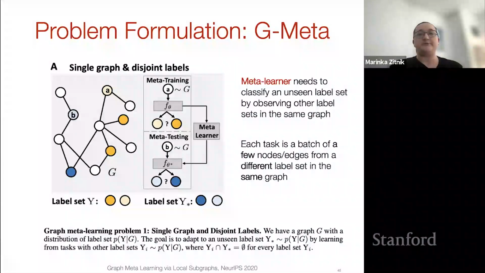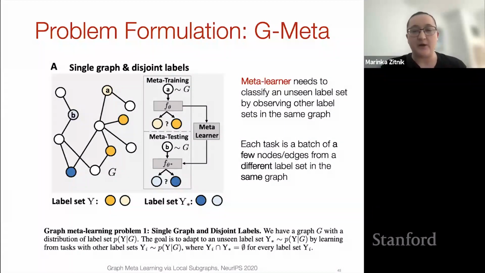So the problem formulation is the following: we are interested in designing a meta-learner. That meta-learner will need to be able to classify an unseen label set, so that could be a blue label set, by observing some other label sets in the same graph. During training, the model will be learned only on yellow labels, and we would expect that the model would be able to generalize to blue labels that are defined within the same graph during test time.